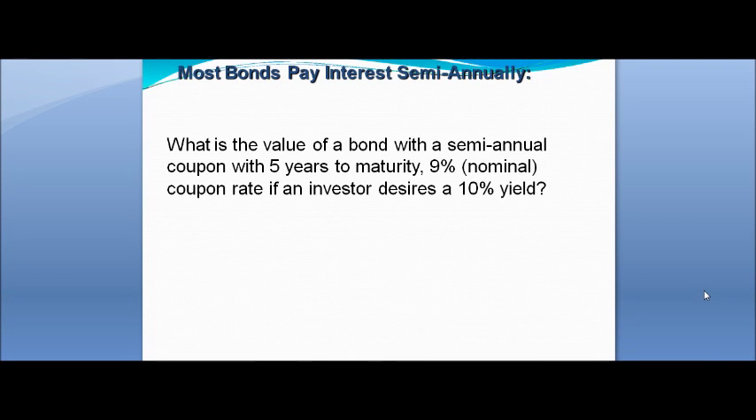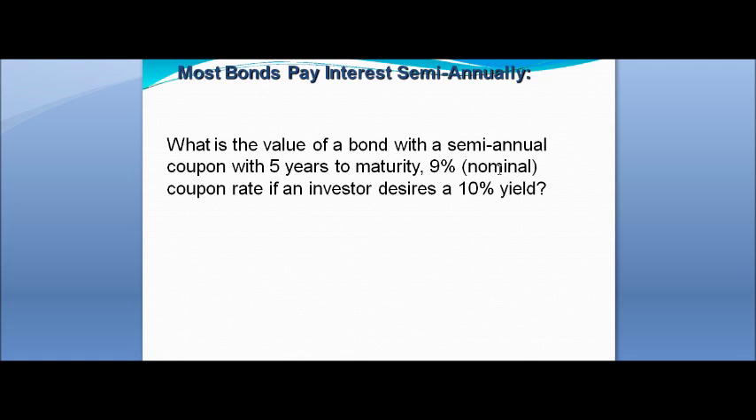Most bonds offer a semi-annual interest payment. When I say semi-annual, it means the interest must be paid twice a year. Now, how are we supposed to find the present value of a semi-annual bond? Here in this example, it says: what is the value of a bond with a semi-annual coupon, with 5 years to maturity, offering a 9% coupon rate, when the market interest rate is 10%?